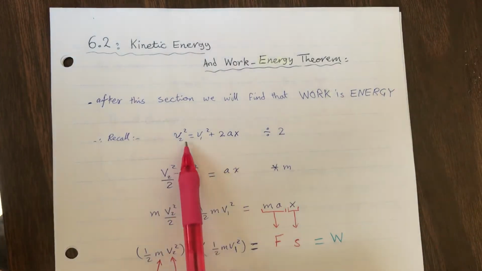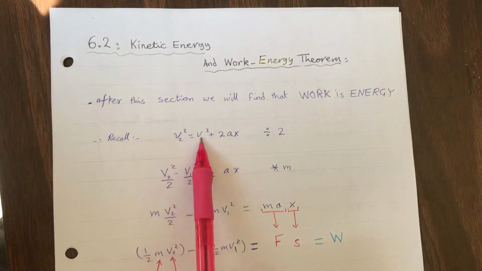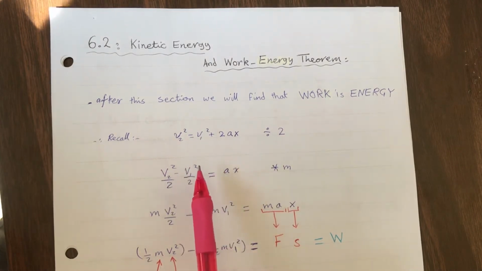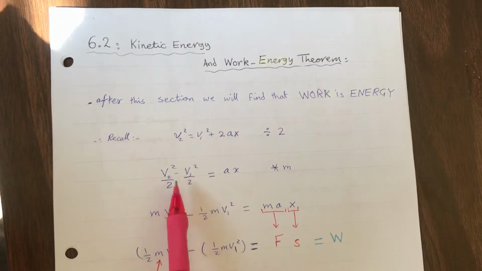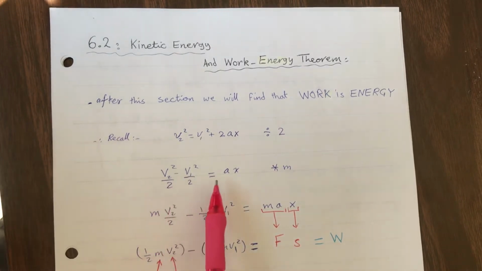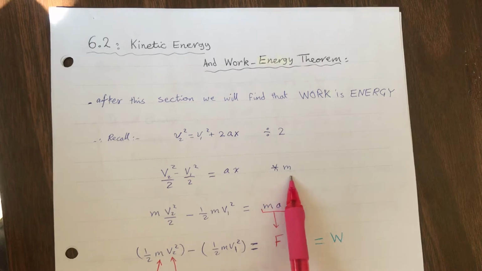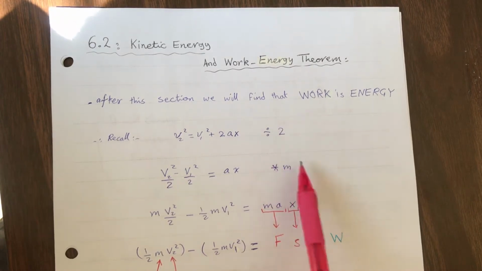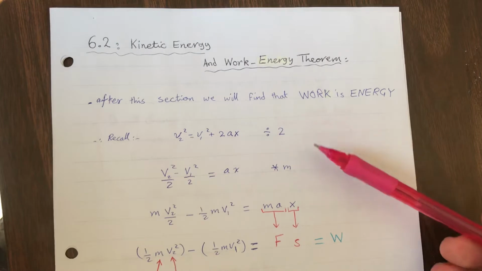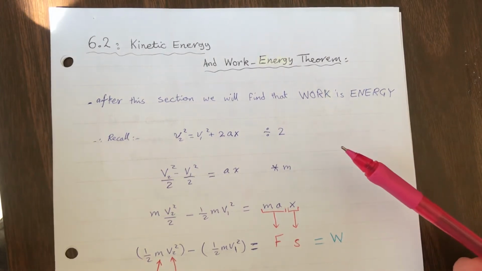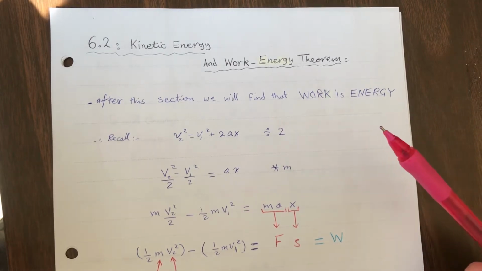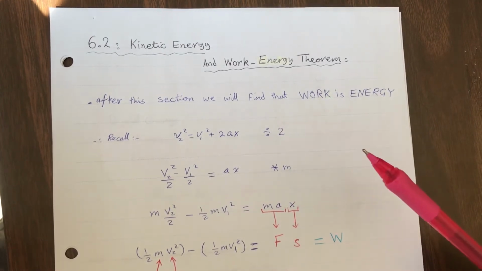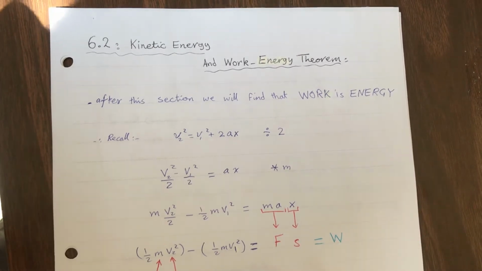Okay. Now let us recall the equation of motion, which is v2 squared is equal to v1 squared plus 2ax. Divide over 2 just to move this 2 to be half of the squared velocities. It will be ax. Then multiply by m. Why do we do these things? Because in physics we always do these things to move from one quantity to another, to derive equations, to derive definitions of some quantities.